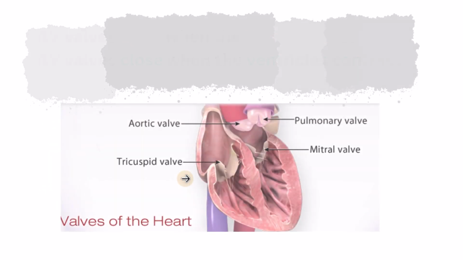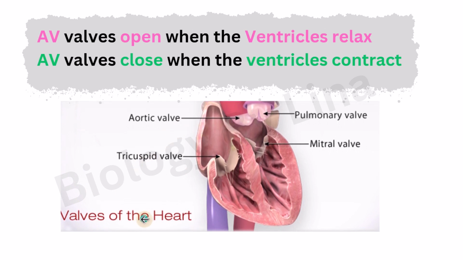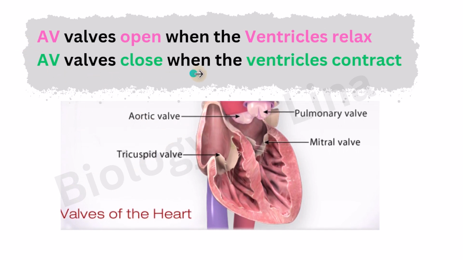Before we talk about the second type of valves, the AV valves close when the ventricles contract. As we said before, when these ventricles contract in order to pump blood, these valves are closed by the blood pressure, while when the ventricles are relaxed, these valves are open to ensure the flowing of the blood from atria to ventricle.